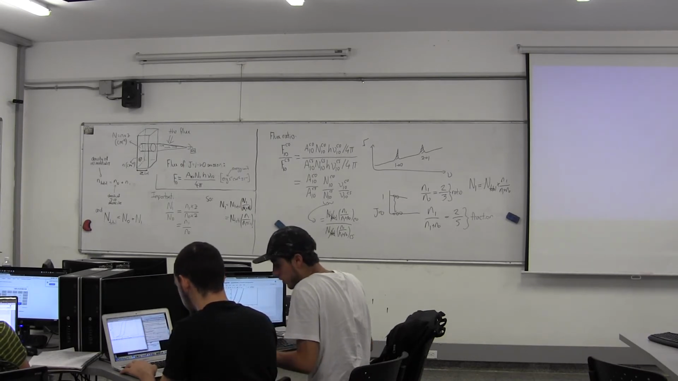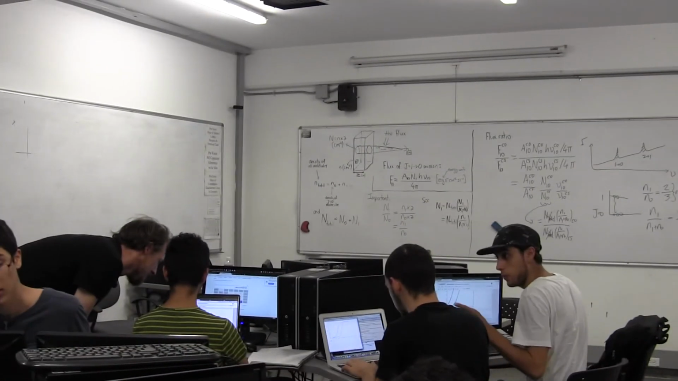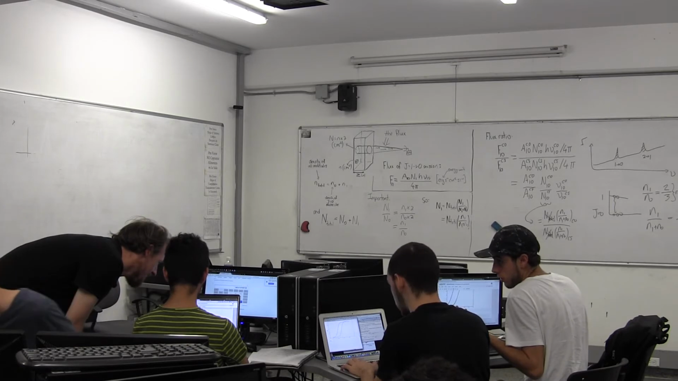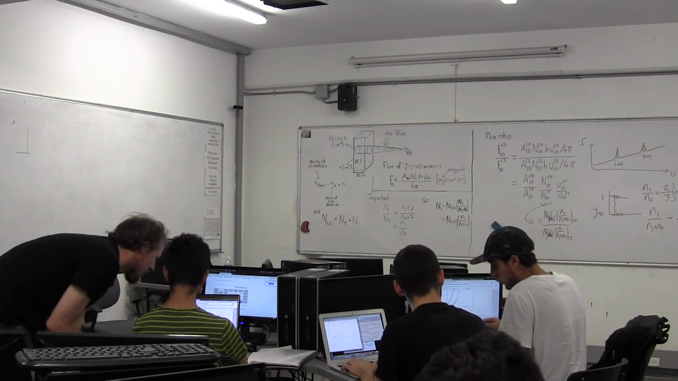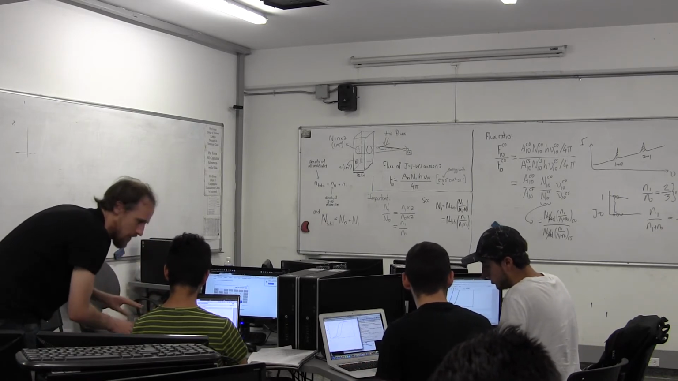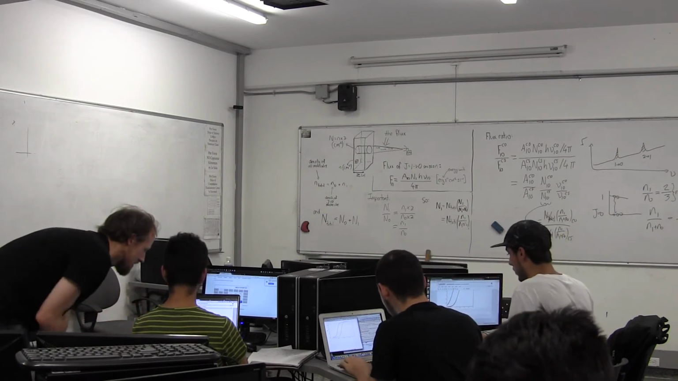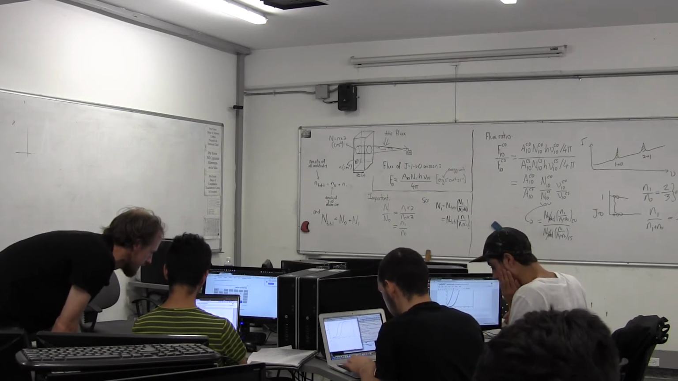Okay, so that's the ratio N1 over N total. That's really good. What it means is that most of the molecules are in the excited state, but not all. 70% are in the excited state, and 30% are not.